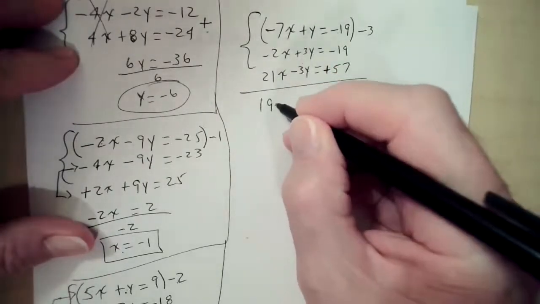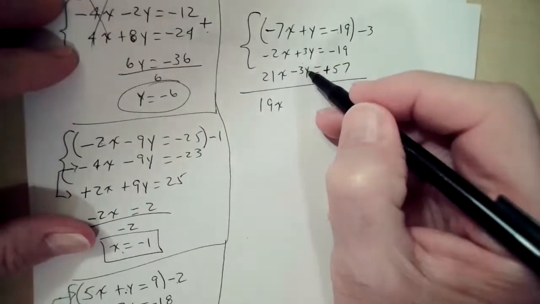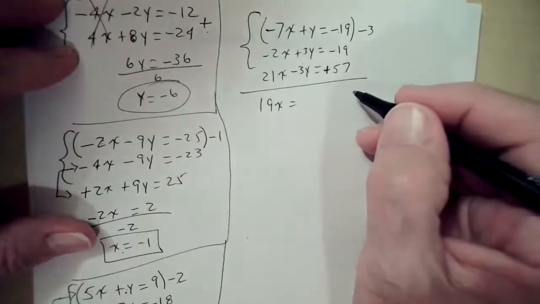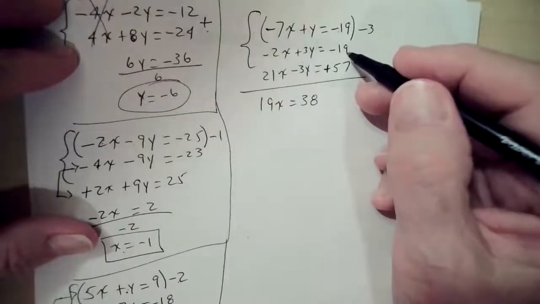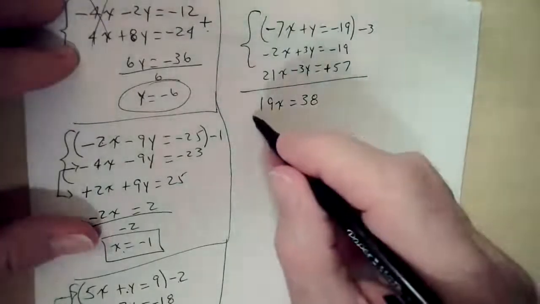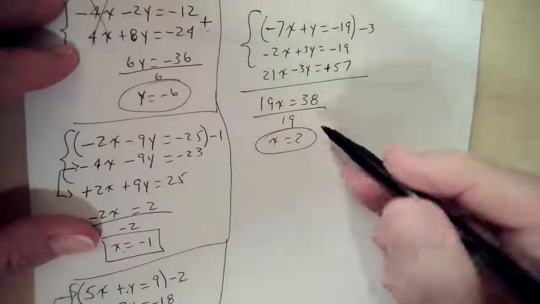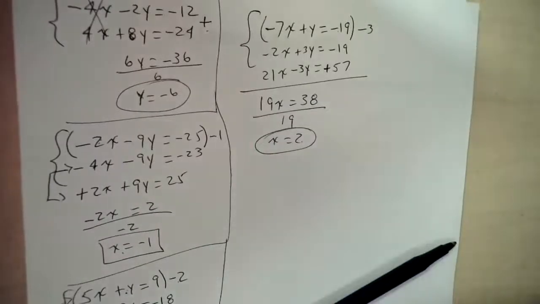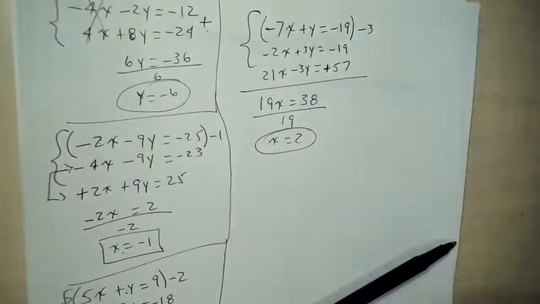Okay, 21x minus 2x is a 19x. 3y minus 3y is 0. It's gone. It's eliminated. Equals 38. I think that's right. 57 minus 19. Yeah. Divide by 19. X is 2. Now plug 2 back into any of those equations, and you'll get what the y is.